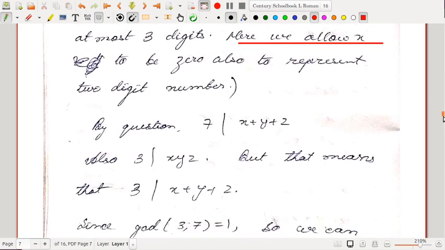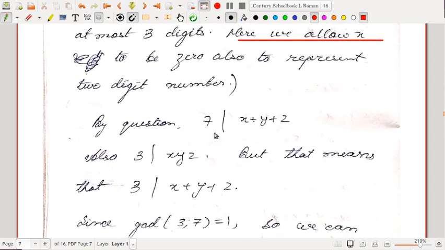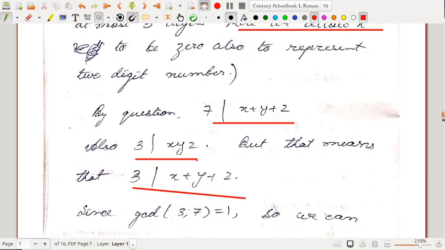By the question, 7 divides x plus y plus z. Also 3 divides xyz, which means the number is divisible by 3. But by the properties of divisibility, we know a number is divisible by 3 only if the sum of the digits of that number is divisible by 3. So 3 also divides x plus y plus z. So x plus y plus z is a number which is divisible by both 3 and 7, which means x plus y plus z is a common multiple of 3 and 7.